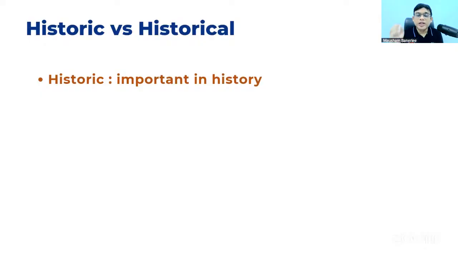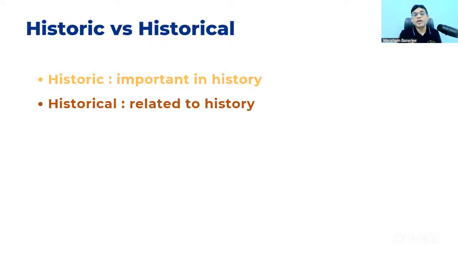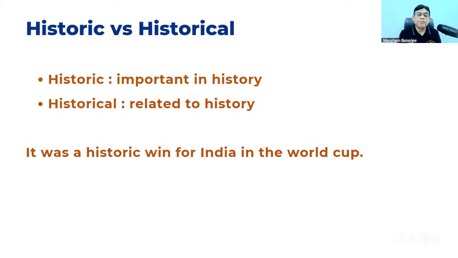Historic means something that is important in history. That is historic. Historical means something related to history. Okay, so this is a major difference. For example, it was a historic win for India in the World Cup.